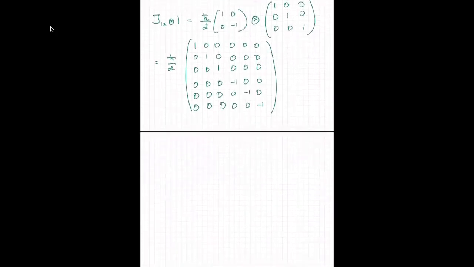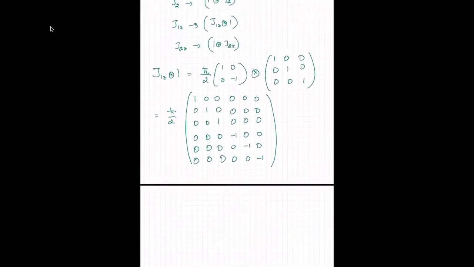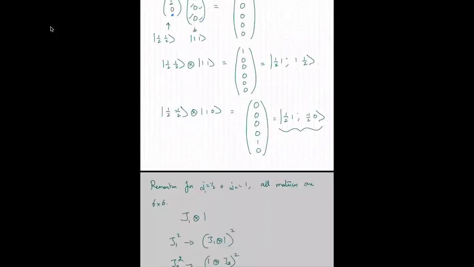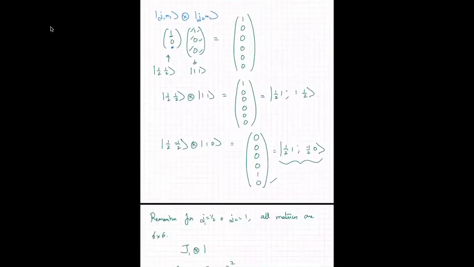Yes or no? Yes, sir. Okay. Now let me act it on one of the eigenvectors. So let me take, for example, this eigenvector that we have written here. What is this? This is the direct product of 1/2, minus 1/2 and 1, 0.